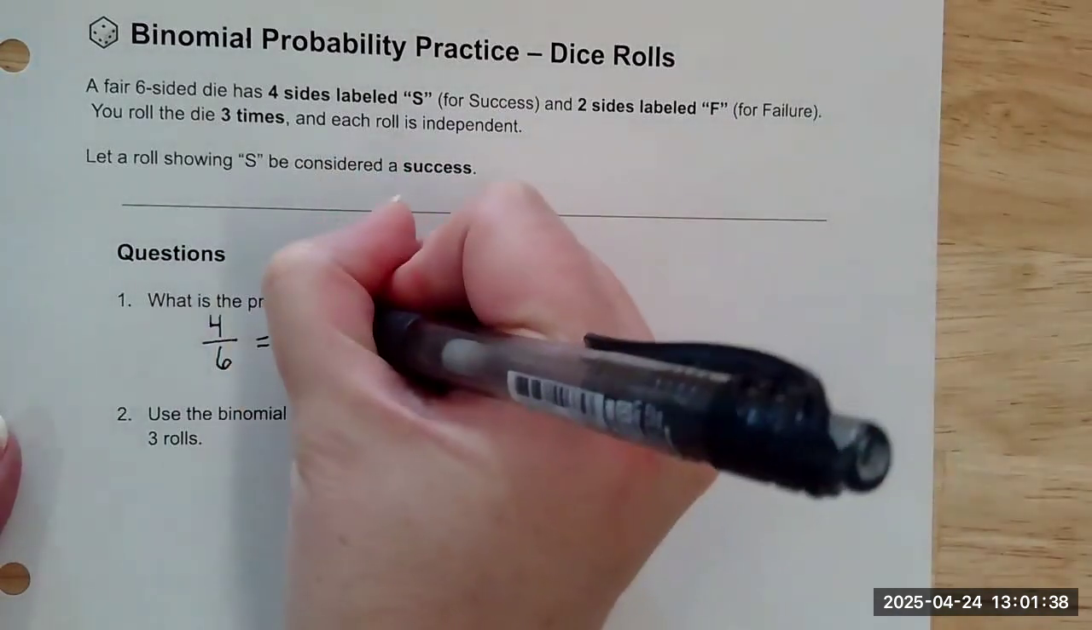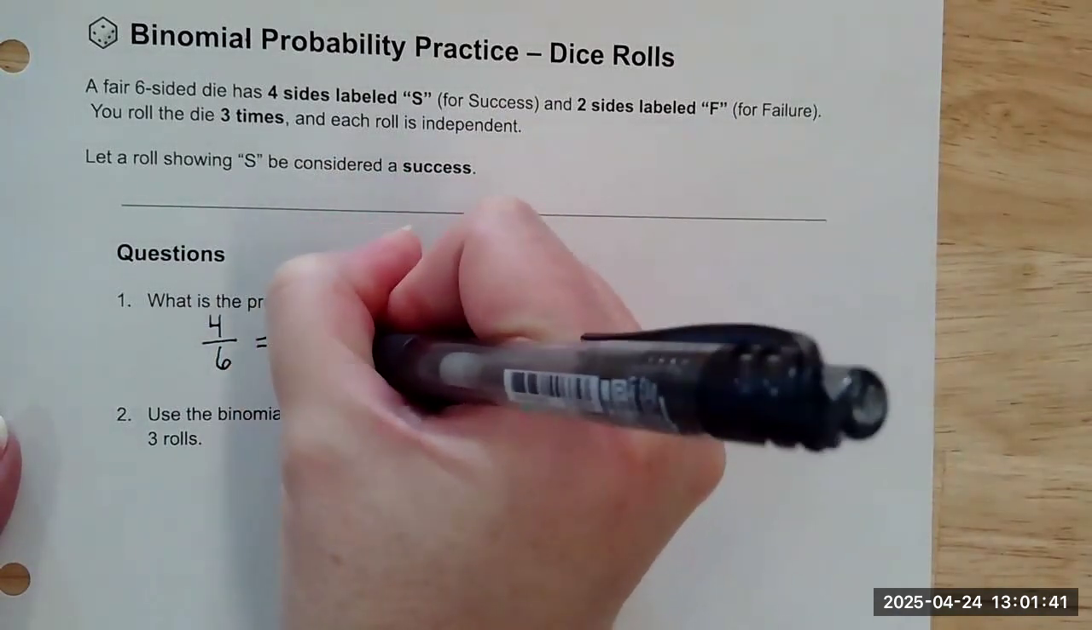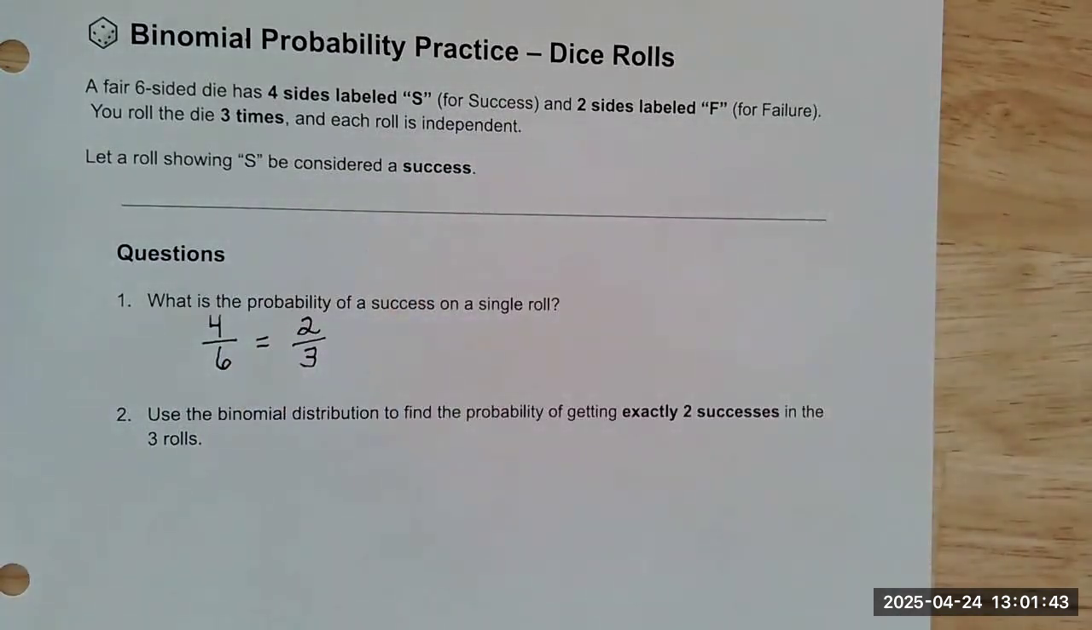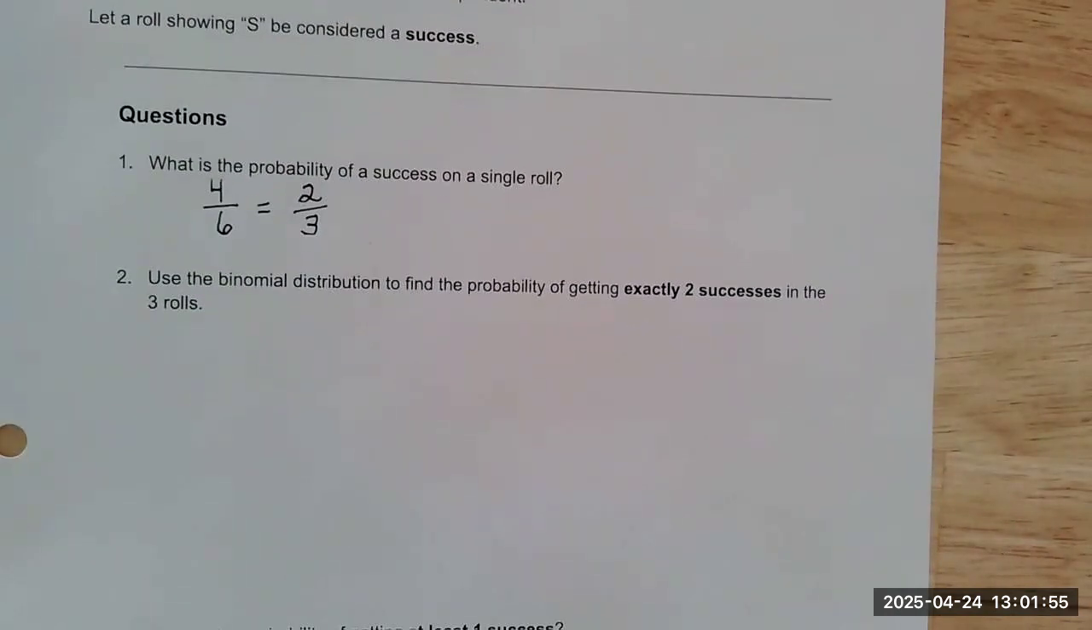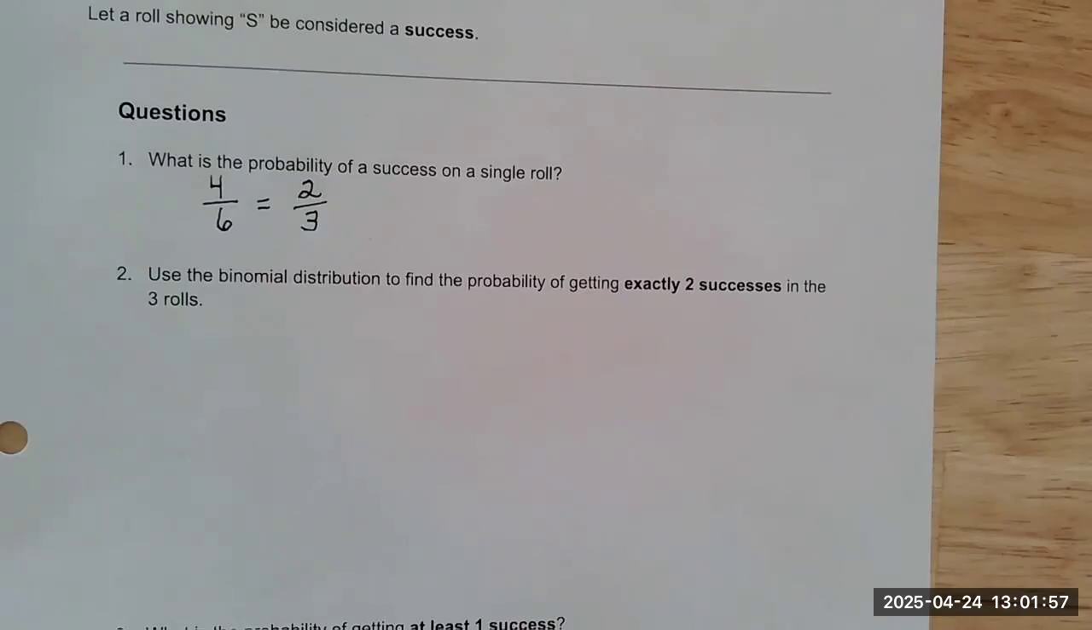It's also okay for you to turn that into 2/3 if you want. It's also okay for you to turn it into a decimal or a percentage. I'm going to leave it at 2/3 though, because of the way we're going to do the following problems. Just simplifying the fraction makes the math a little better. Okay. Use the binomial distribution to find the probability of getting exactly 2 successes on 3 rolls.